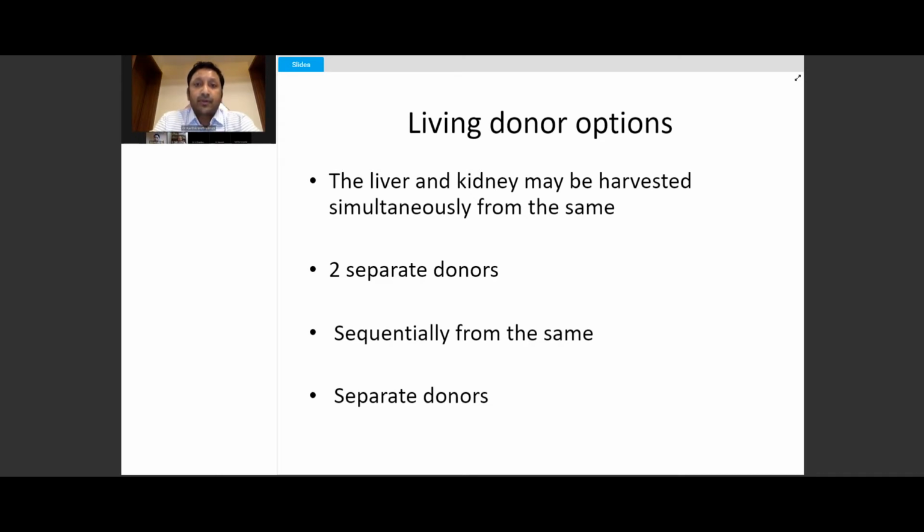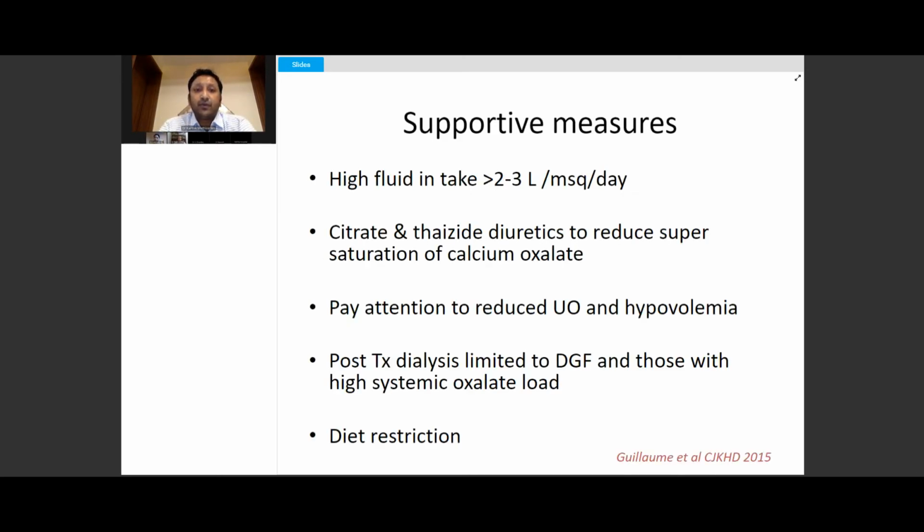The post-operative supportive measures which we need to take care of are high fluid intake, more than 2 to 3 liters per meter square per day. And citrate and thiazide diuretics need to be added to reduce the supersaturation of calcium oxalate. And always pay attention to reduced urine output and hypovolemia, which need to be addressed immediately in the immediate post-operative period. Post-transplant dialysis was used more frequently previously, but nowadays it's limited only to delayed graft function and those patients with high systemic oxalate load. And dietary restrictions also help in containing the oxalate load in these patients.